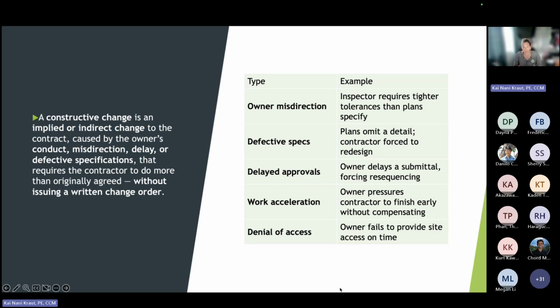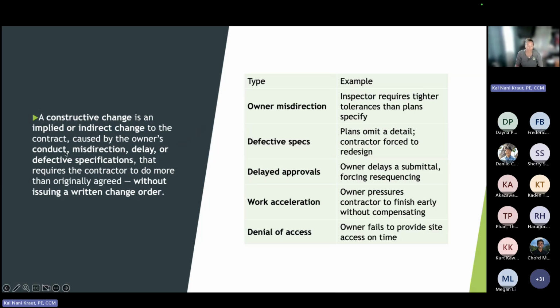Okay, there's one more change to talk about. And I don't know how many of you have experienced this, if anybody has talked about it, but it's called a constructive change. It's basically a change that's implied. So we're not writing it to them, we're talking about it, and they're like, hey, wait a minute, I think this is a change. They also have to put in their notification.